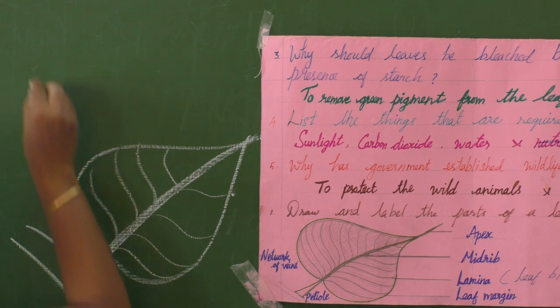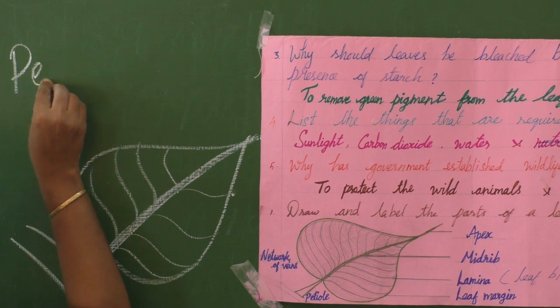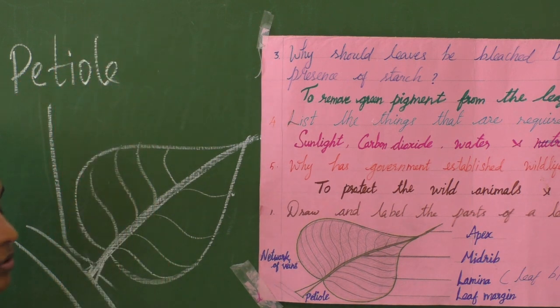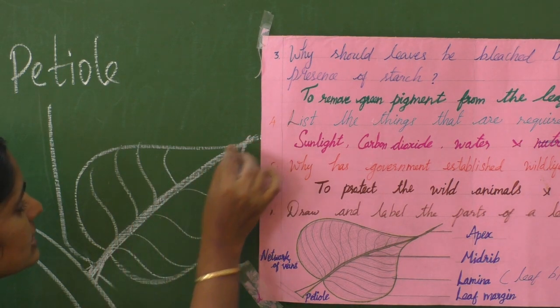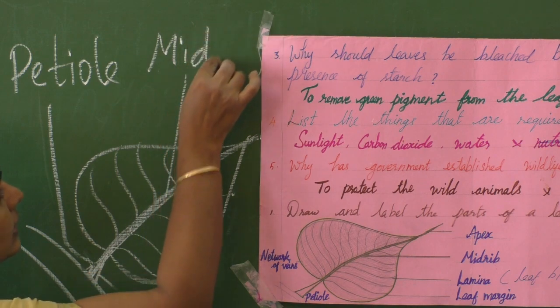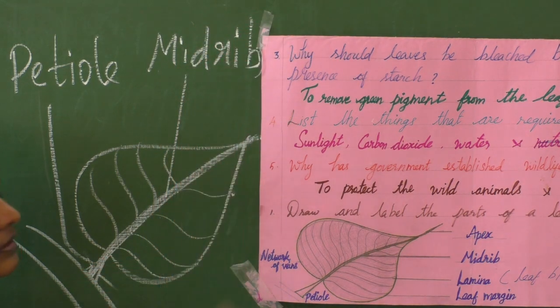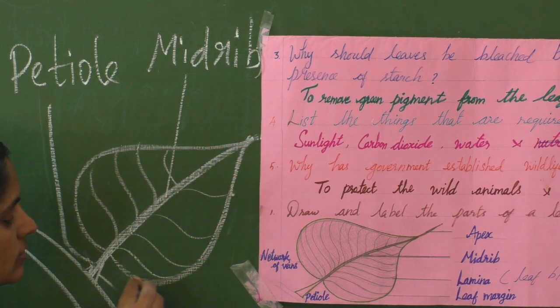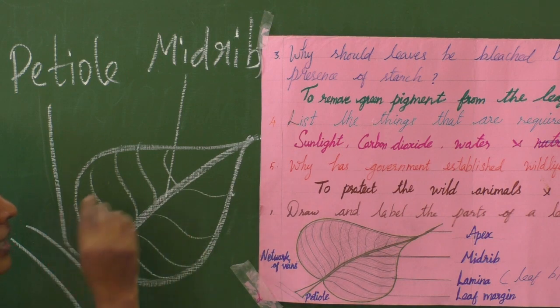So this part is petiole, P-E-T-I-O-L-E, petiole. And the line which runs in the center, we call it as mid-rib. Then the line along the edges, the margin, we call it as leaf margin.